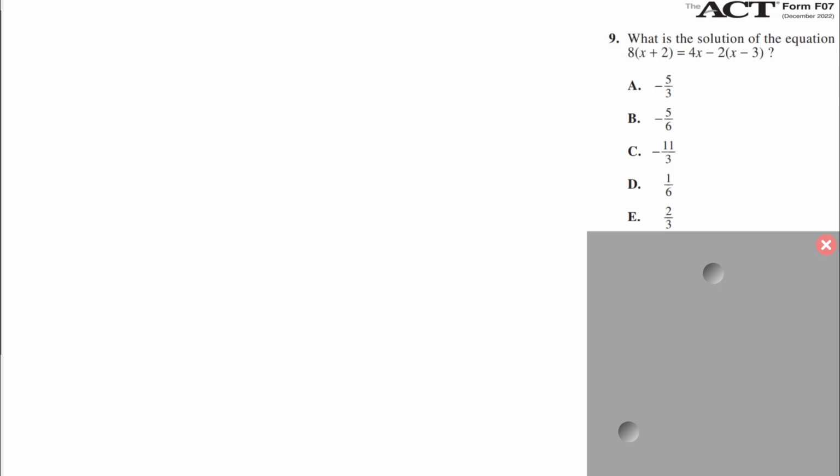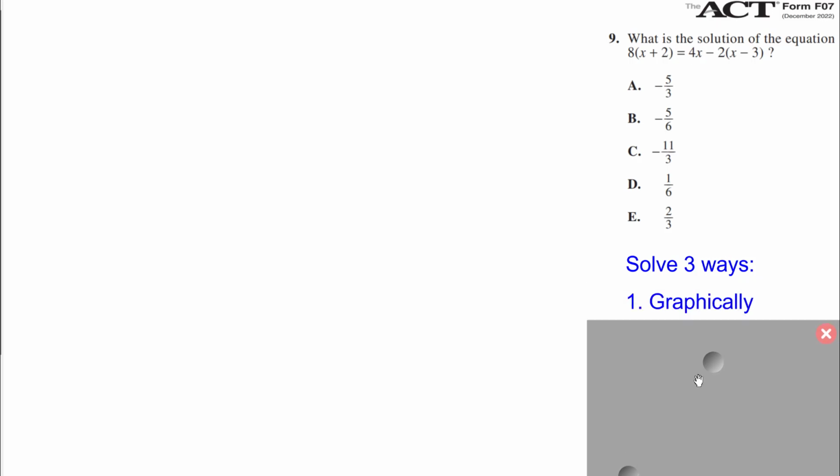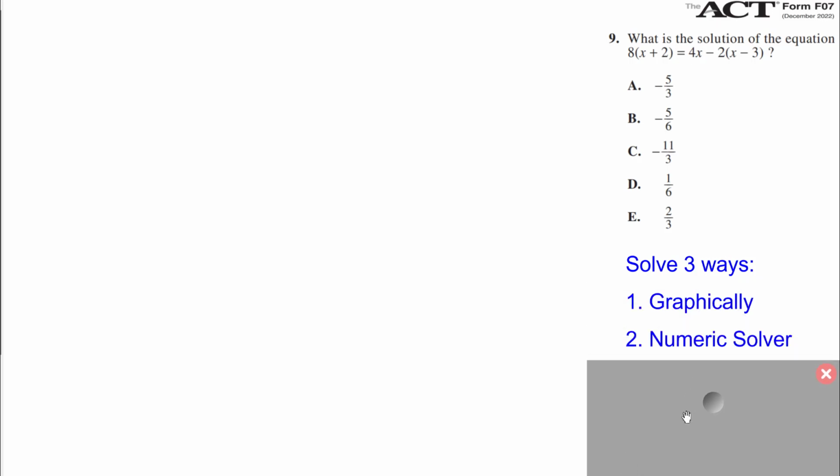This is ACT December 2022, number 9. What is the solution of this equation? Pause to do this problem and then resume when you're ready. We will show 3 different solutions. We'll show how to do this graphically, how to use the numeric solver, and how to do it algebraically.